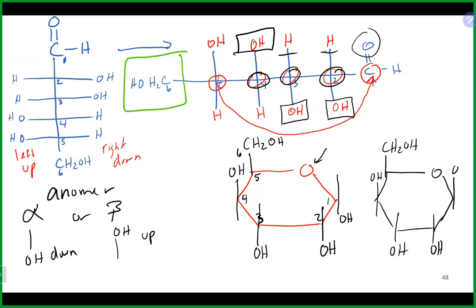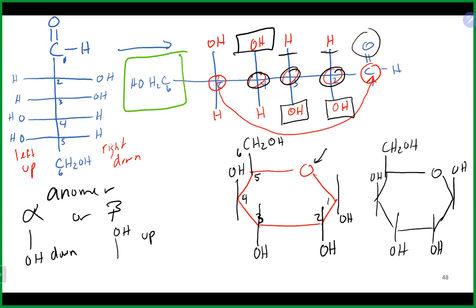And we would just draw our last one in the upwards position if it was a beta anomer that you're drawing. So they typically will tell you, obviously, to draw the alpha or the beta, and that's how you know what you should do with that last carbon and that last OH group that goes there. Any questions on that there?